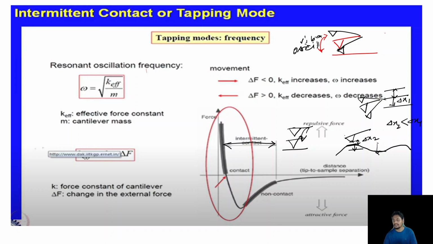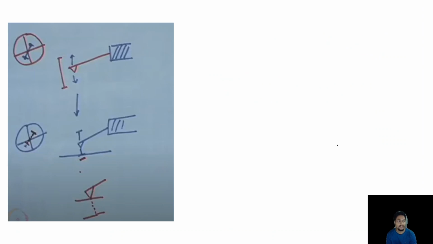So that's why the difference in this movement of the vibration is going to determine the topography, determine the structure, determine the image of the structure of the surface, right? So that is the intermittent mode. And so this is the case.